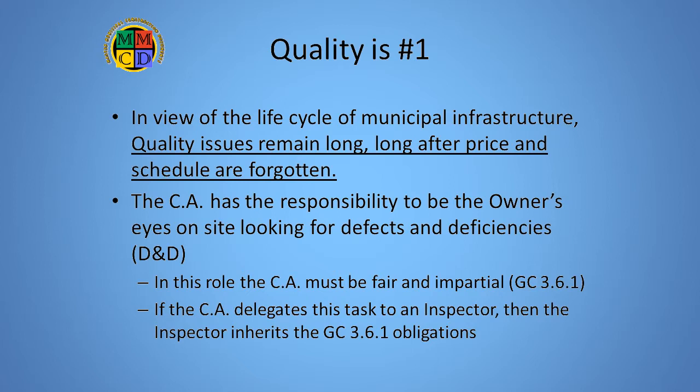Part of the role for which the owner appoints a contract administrator is to be the owner's eyes and ears on the site to evaluate the quality of the work. However, in fulfilling this role, the CA must be impartial and judge fairly the quality compared to the standards in the contract documents. While the CA can delegate this role to one or more inspectors, if that happens, the inspectors also inherit the obligation to be impartial.